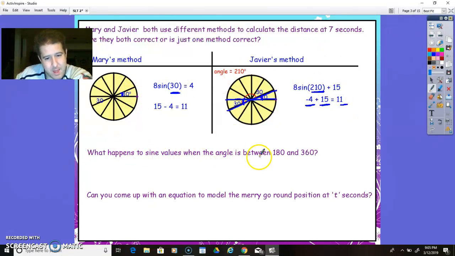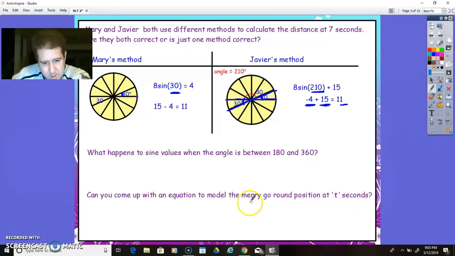So what happens to the sine values when angles are between 180 and 360? The answer is they become negative answers because once you've gone past 180 degrees, now you're that much below the center height. So you have to take it away from the center height. That makes sense in the context of the question. So this time you're taking away from the center height, which is 15.